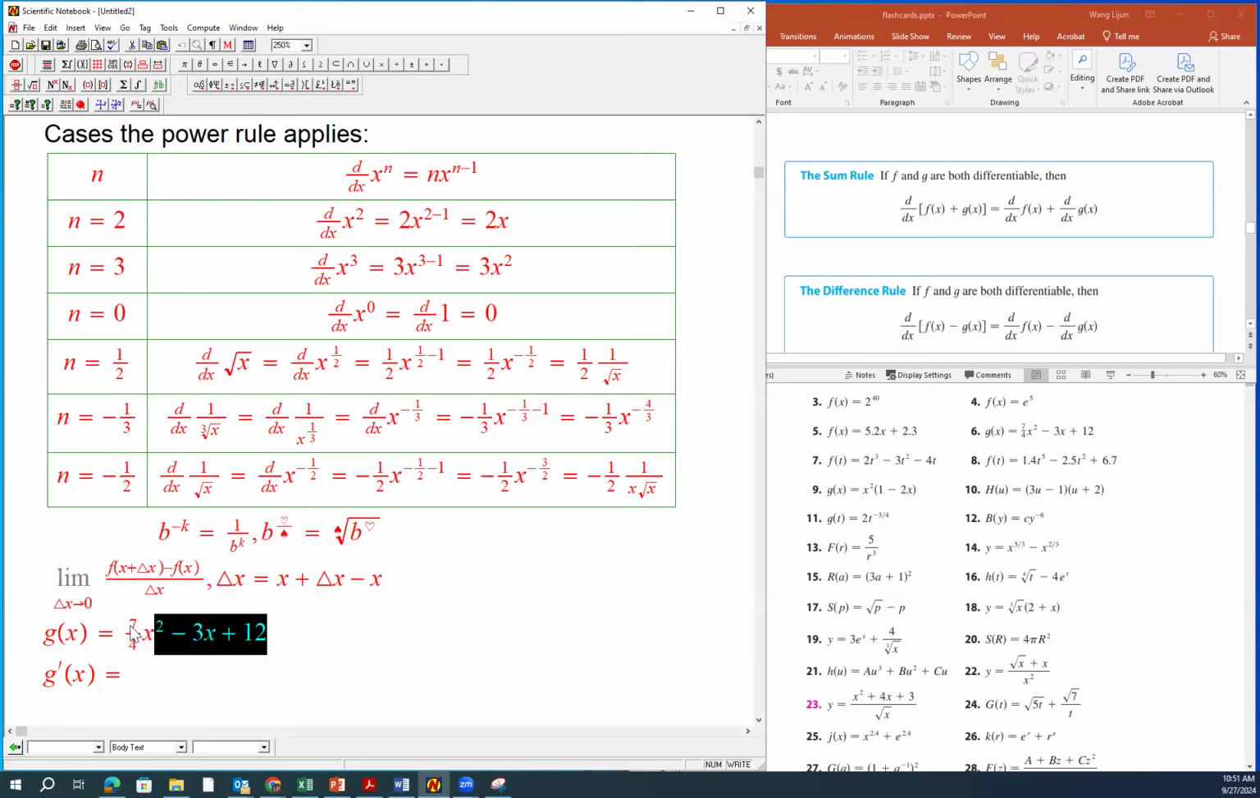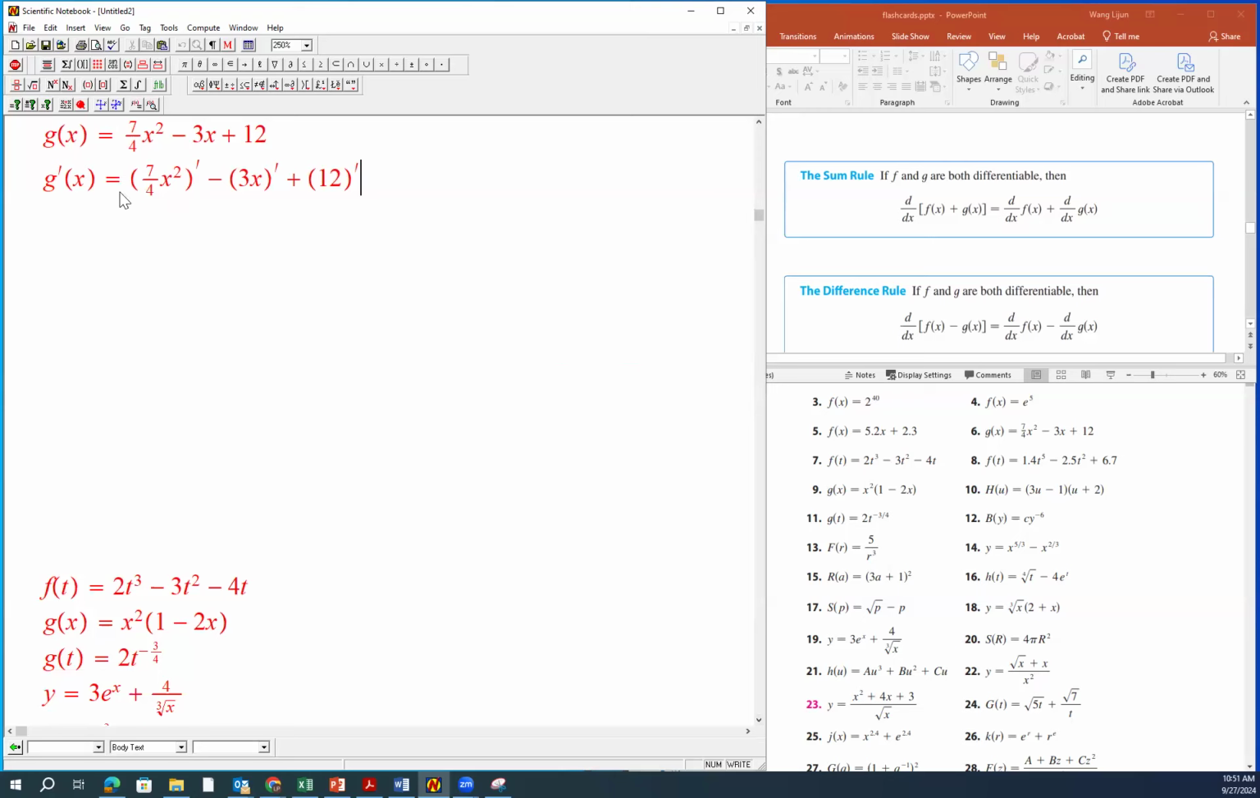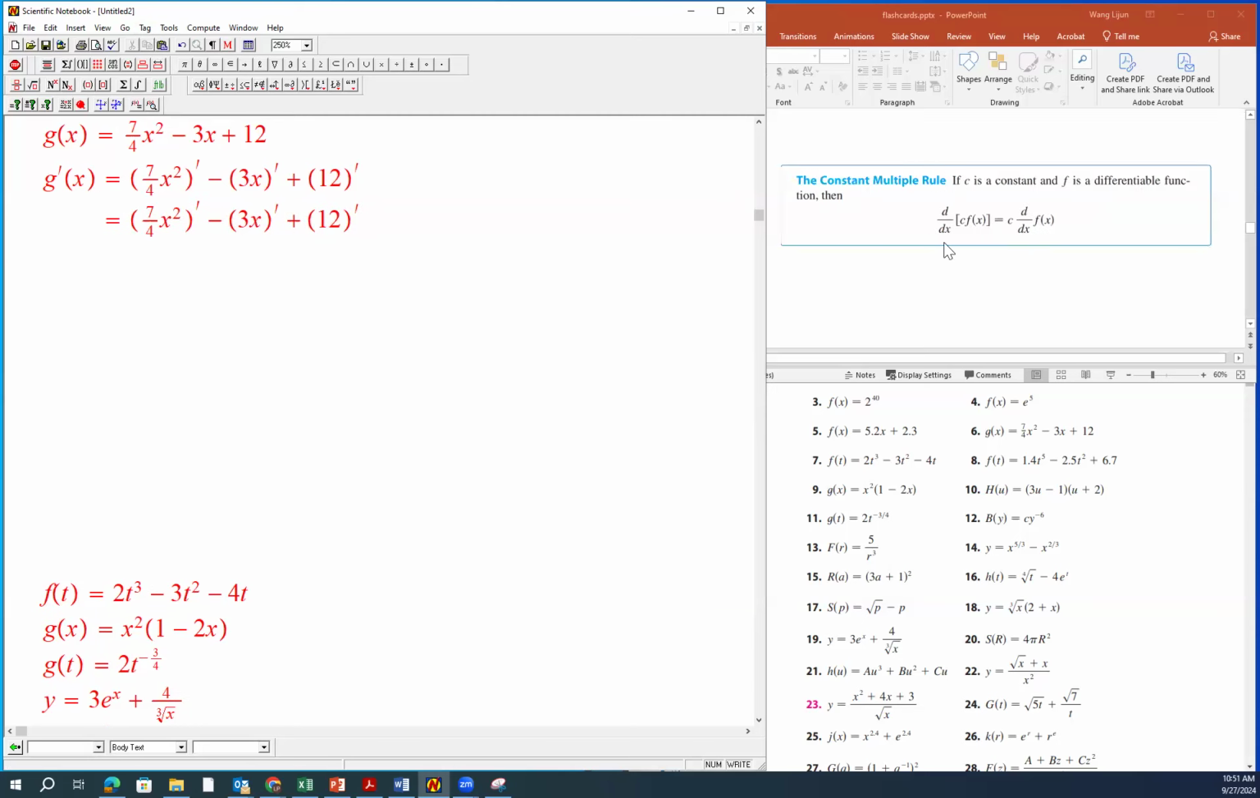Oh, sorry. We're going to copy this. Okay, so I'm showing you, we're applying the addition rule. So this piece, we prime, and that piece, we prime, and that piece, we differentiate. And then what do we do? They each have a constant, right? We can pull out the constant. So we apply this rule, the constant multiple rule. So the constant is out.